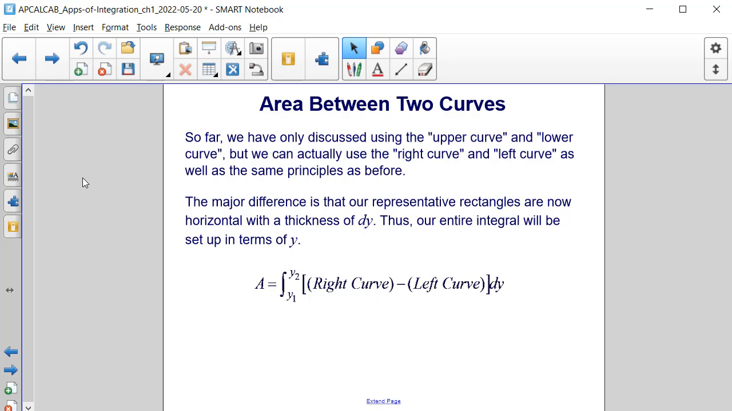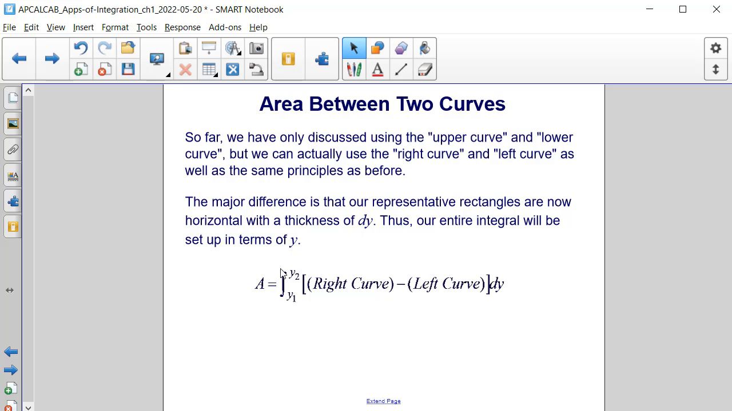So far, we have only discussed using the upper curve and lower curve as our terms. But we can actually use the right curve and left curve, as well as the same principles as before. The major difference is that our representative rectangles are now going to be horizontal with a thickness of dy. Thus, our entire integral will be set up in terms of y.